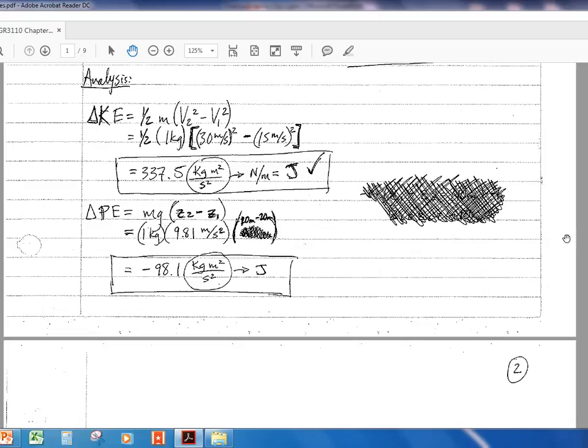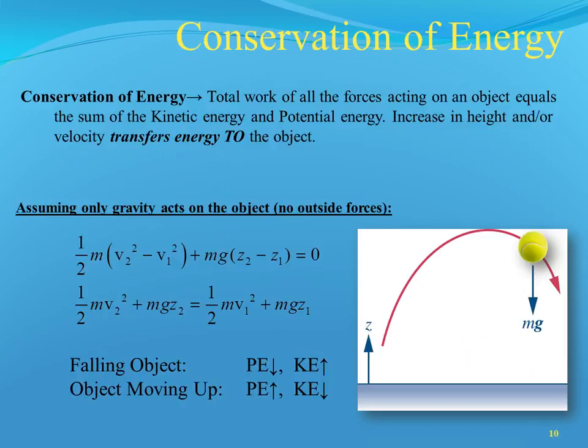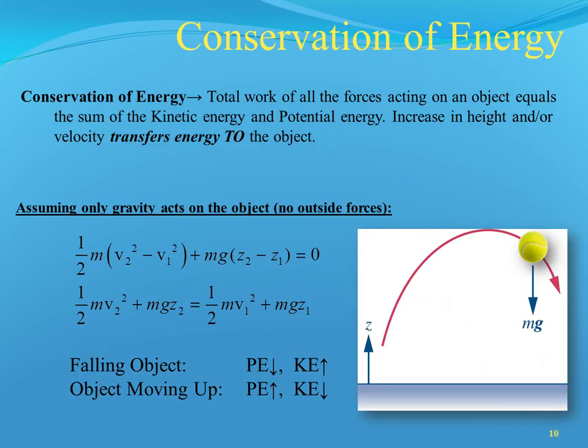Okay, so there's the solution to example 2.1. Let's go back to our lecture slides here. As I just mentioned, when we look at, excuse me, I went one too far. And when we look at our energy balance equation, which is derived from our conservation of energy, we would have potential energy being sort of equal and opposite to kinetic energy, assuming there's no other forms of energy being applied to the object. So let's briefly define conservation of energy.